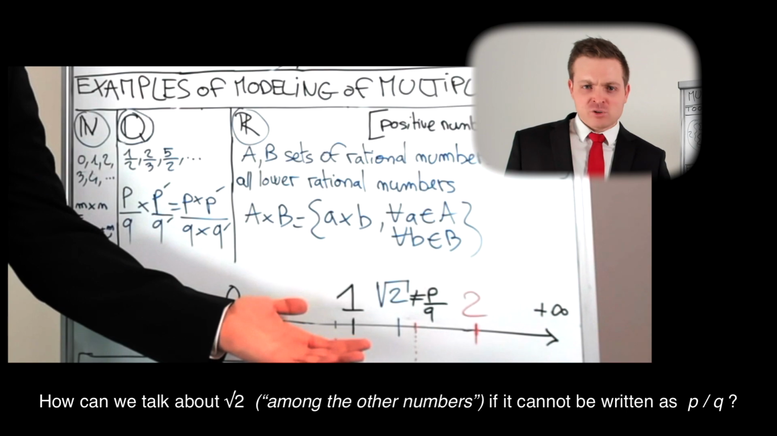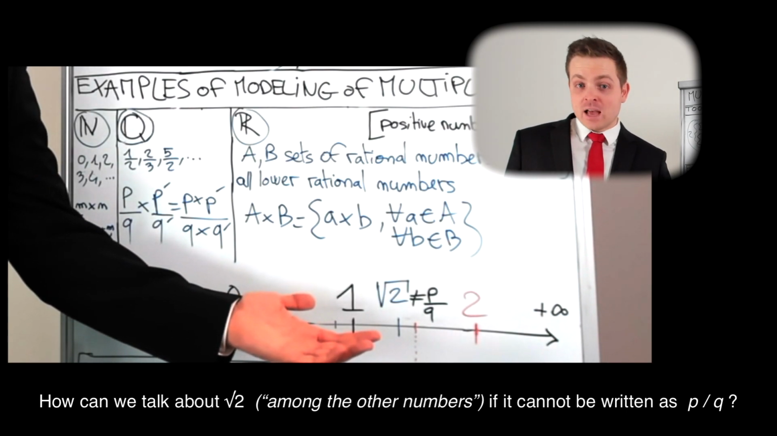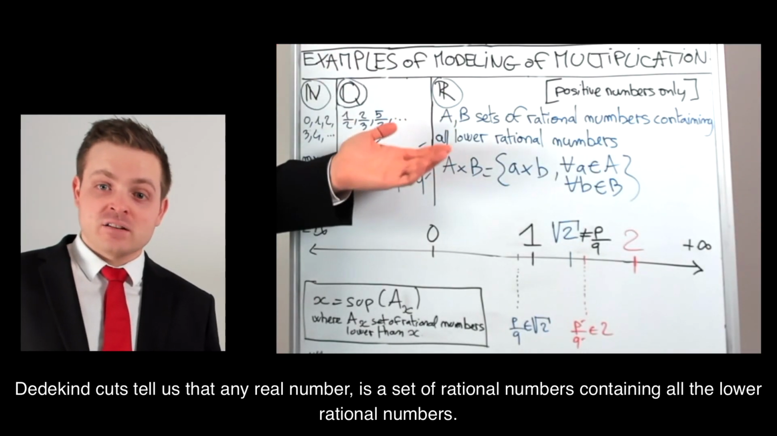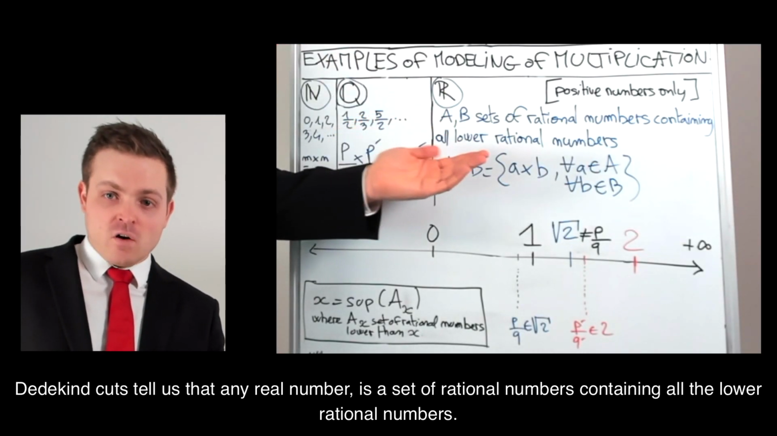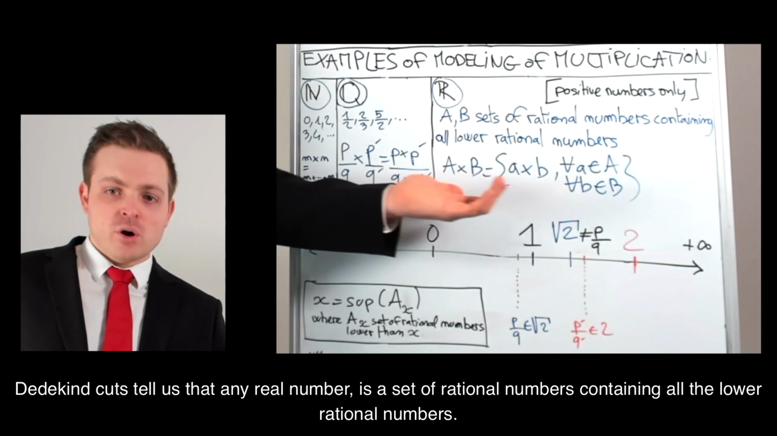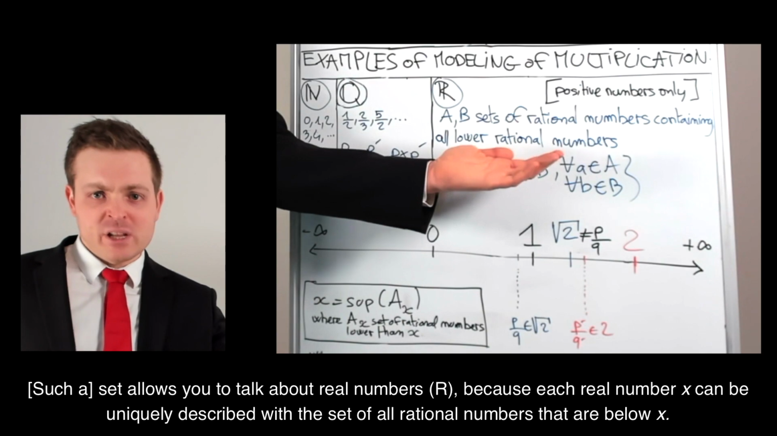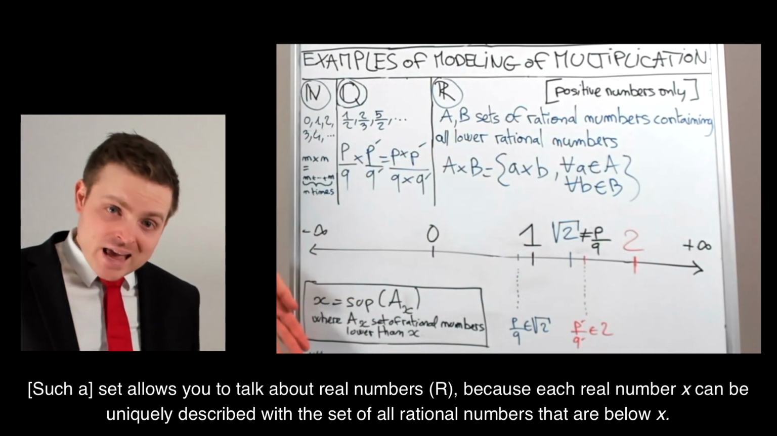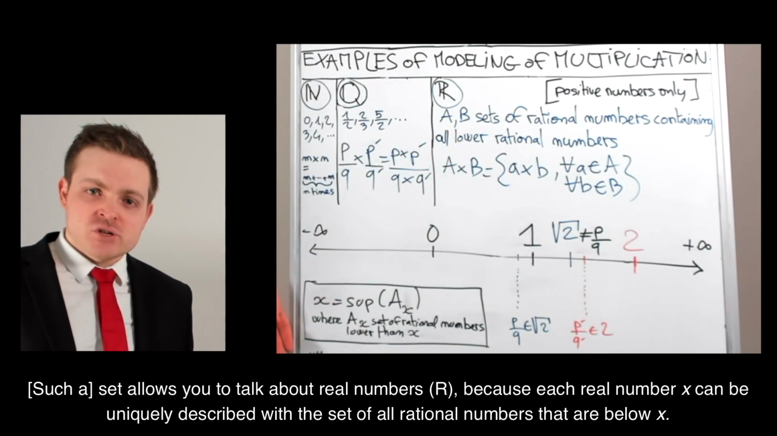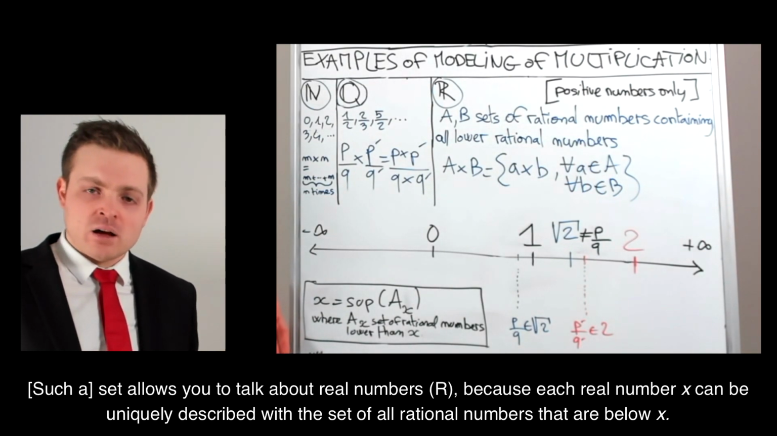How can we talk about square root of 2 if it cannot be written as a rational number p over q? Dedekind tells us that any real number is a set of rational numbers containing all the lower rational numbers. These sets allow you to talk about real numbers because each real number x can be uniquely described with a set of all rational numbers that are below x.